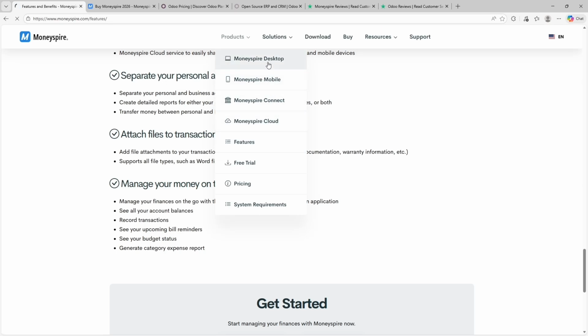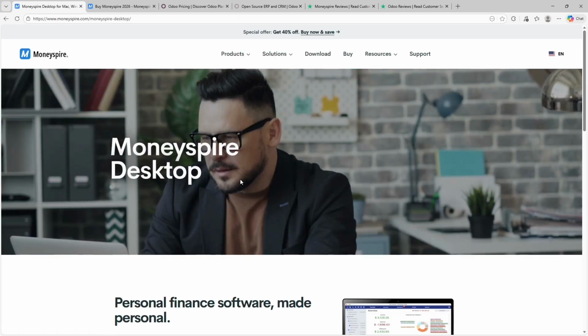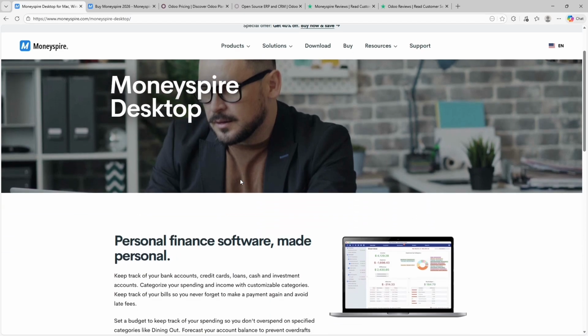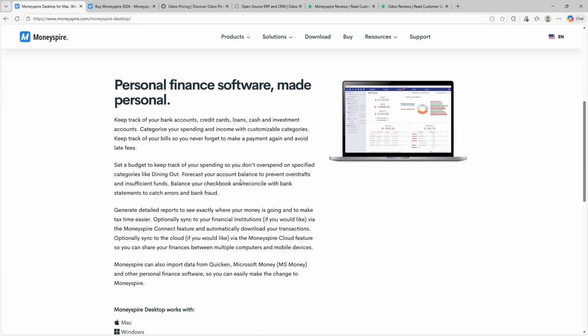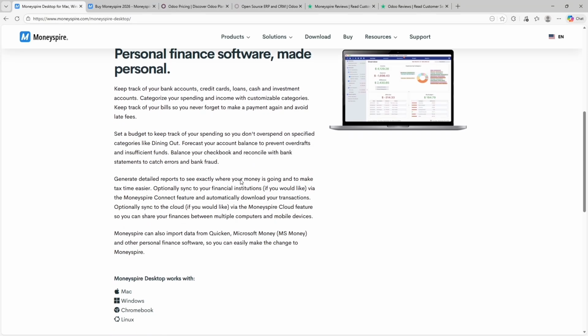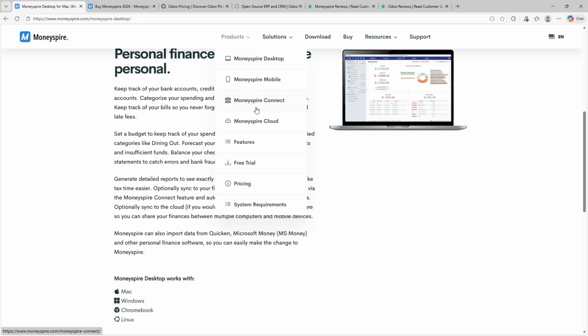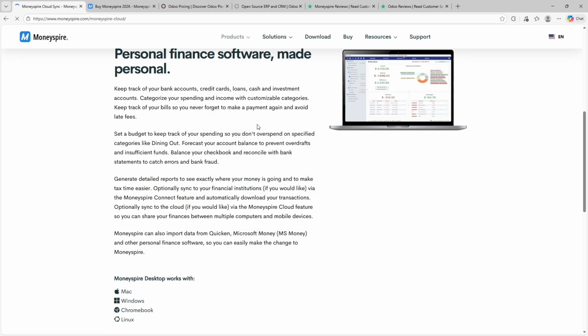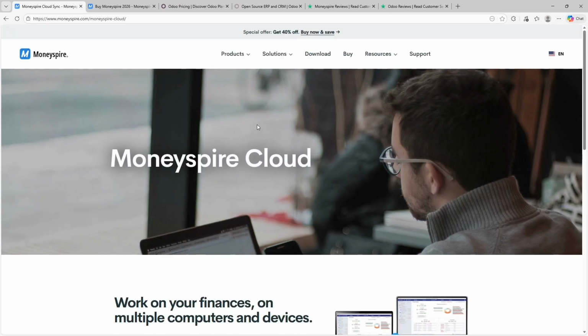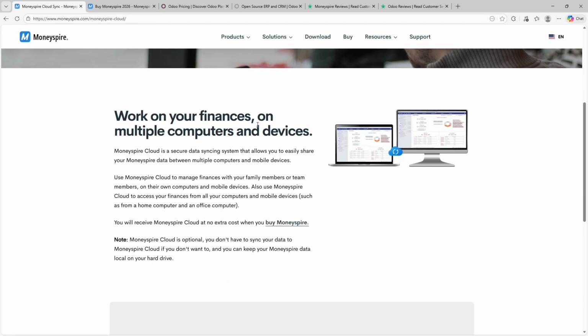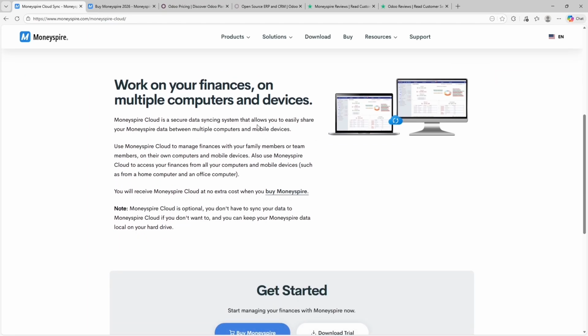The cons mainly come down to scope and automation. Moneyspire is not an ERP. It doesn't offer native payroll processing, deep inventory management, or large-scale integrations. There's also less automation compared to cloud platforms, meaning users must be comfortable managing transactions manually. For businesses that crave hands-off accounting or large operational systems, Moneyspire may feel intentionally limited by design.